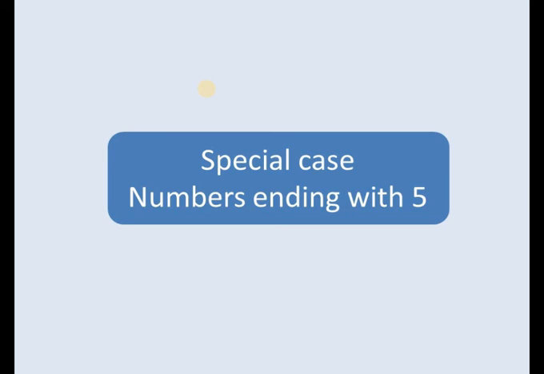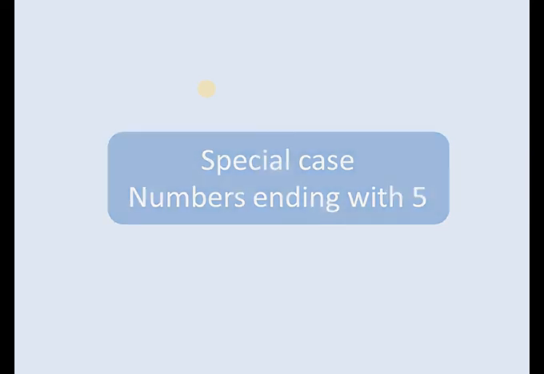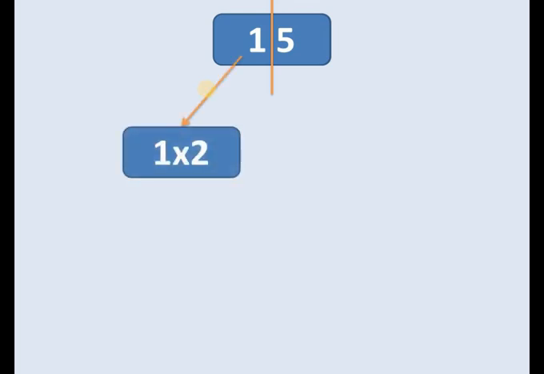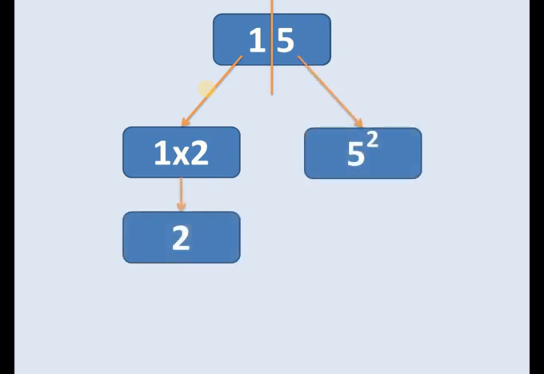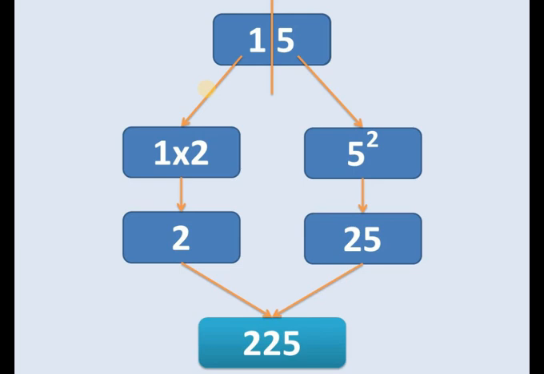For the numbers ending with 5. This will be way more simple than our previous examples. Let's try to calculate the square of 15. Now 15 is a 2-digit number. We will divide this into 2 parts. In the first part, we will multiply this 1 by the next number to it, which is 2. So 1 into 2. For the second part, we will square this 5. Next, 1 into 2 is 2 and 5 square is 25. So the answer is 225. I know this is fun for you guys. So let's try out one more example.